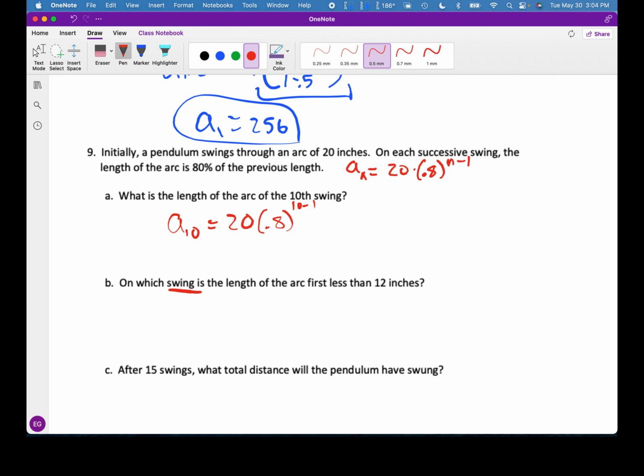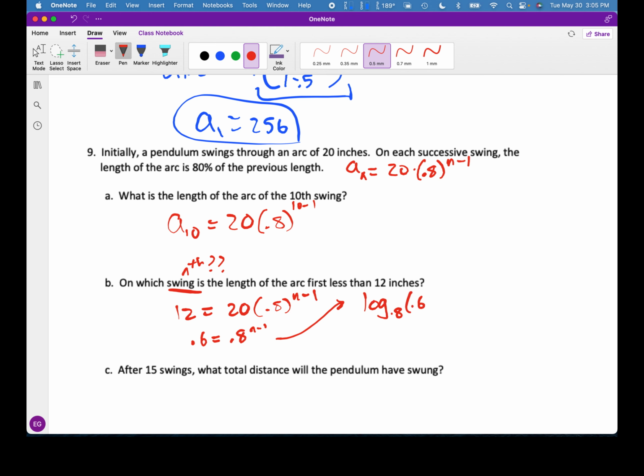This one is saying on which swing, so we're still singular swing, so we're using the same formula. This time we want to know when is it going to be less than 12, so I'm just going to set it equal to 12. That sounds easier to me. And now I need to solve for n, on which swing, so on the nth swing. Which one is this going to be? I'm going to divide by the 20 here, so that's going to give me 0.6 equals 0.8 to the n minus 1, and I'm going to switch to log form.